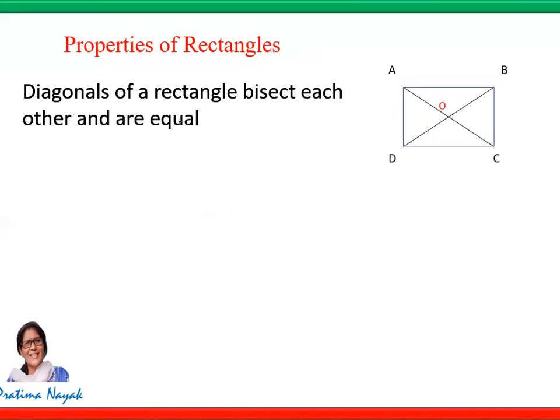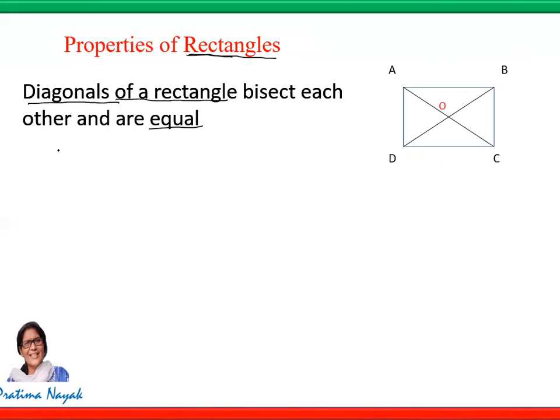Next, we will come one by one to the rectangle. How is it different from a parallelogram? Diagonals of a rectangle bisect each other and are equal. Diagonals of a rectangle are equal. It has an extraordinary property. It is a parallelogram, so diagonals bisect each other, no problem. But the extra property is that the diagonals are equal.